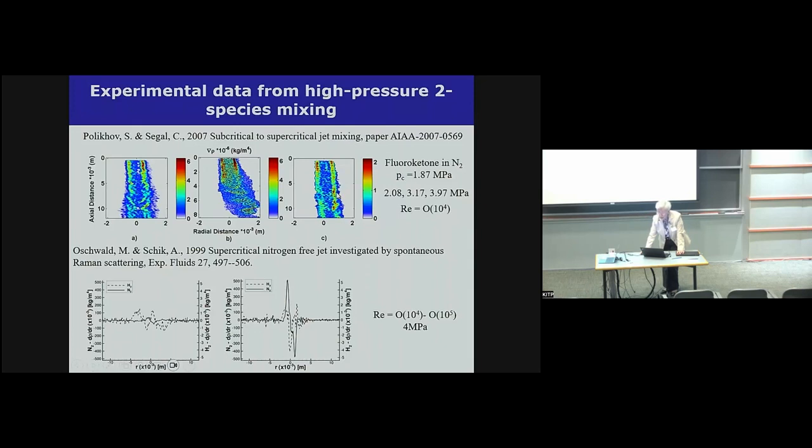On the other hand, we also have earlier results from Oswald and Schick from experiments in fluids, mixing of N2 and then coaxial H2. And these were at a Reynolds number of 10 to the 4th to 10 to the 5th at 4 megapascals. And what is plotted here versus the radial position is the gradient of N2, and here is the gradient of H2. Again, regions of high density gradient magnitude in the flow.